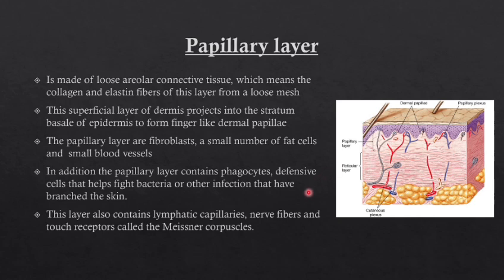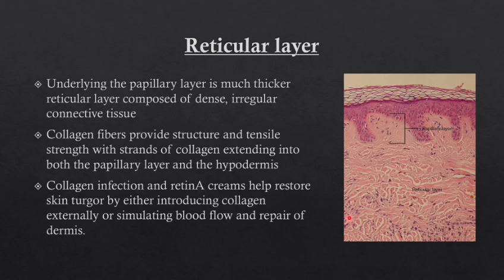Don't get confused: the papillary layer contains loose areolar connective tissue, fibroblasts, a small number of flat cells, and small blood vessels. Other than that, it also contains phagocytes, defensive cells which help in fighting bacteria, and it also contains lymphatic capillaries, nerve fibers, and touch receptors. Clear? Next one is the reticular layer.